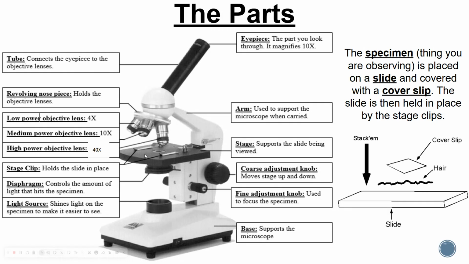Remember, you're never putting cells directly on the stage. What you're doing is you're putting the cells on a slide. So this is a slide over here. And then you would add a drop of water or chemical to make better contrast when you're trying to view it. And then you'd put what's called a cover slip on top.